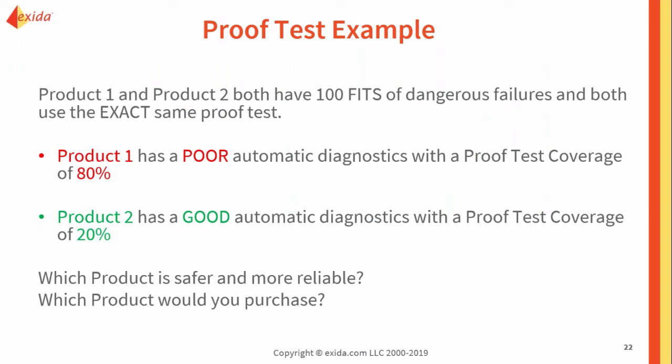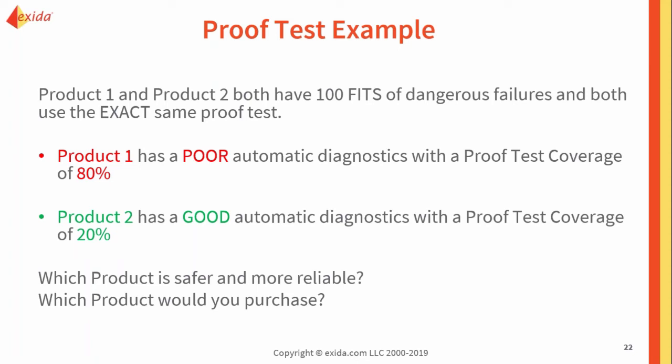Let's look at two products. They are the same. They both have 100 FITs. FITs are a failure rate, failures in time. It's 10 to the negative 9, in case you're unfamiliar with it. But 100 FITs of dangerous failure rate. And both products use the exact same proof test. However, the two products, product 1 and product 2, have different automatic diagnostics. Product 1 has poor automatic diagnostics, while product 2 has really good automatic diagnostics.